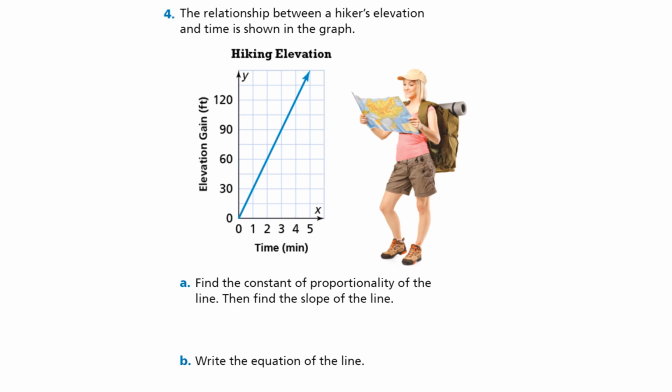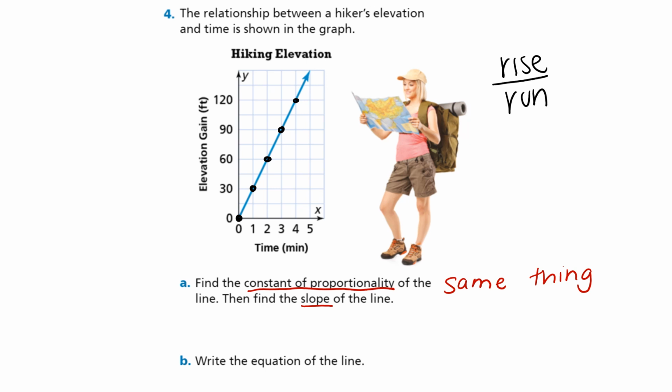Number 4, the relationship between a hiker's elevation and the time is shown in the graph. We're going to find the constant of proportionality of the line and then find the slope of the line. The constant of proportionality and the slope are the same thing, and so finding one is equal to finding the other. We start by plotting our points that we can read clearly on our graph, and we follow the pattern rise over run.